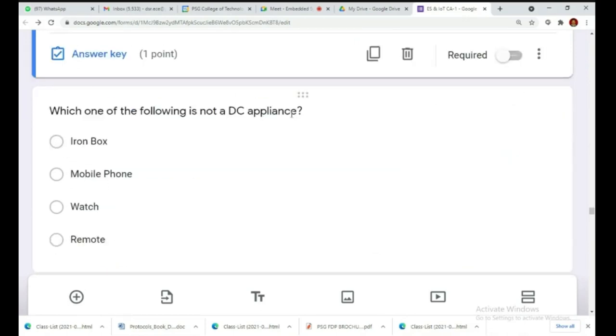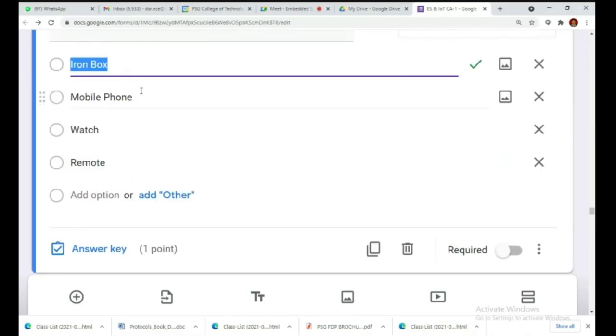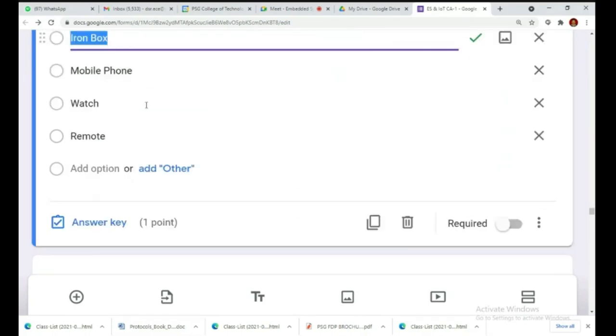Which one of the following is not a DC appliance? Very easily you can say mobile phone works with DC because of the battery. Watch works with DC because of the battery. TV remote works with a battery because it is DC. Only DC can be stored. All are battery operated devices. Iron box is not a DC appliance. Iron box is directly an AC appliance. So iron box is the right answer.